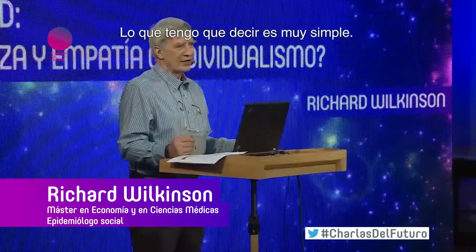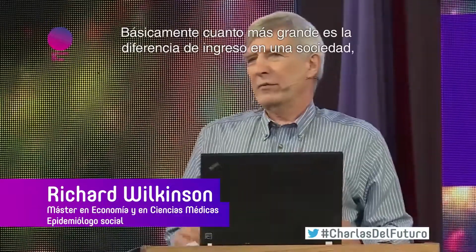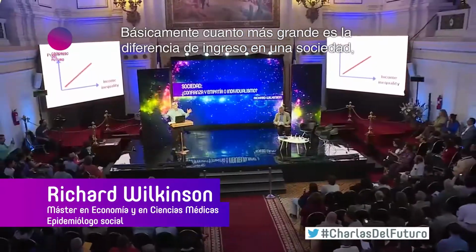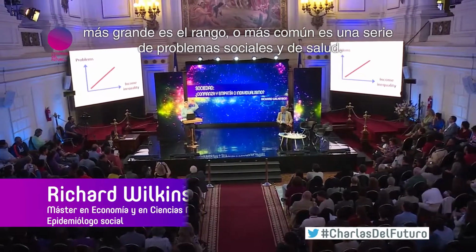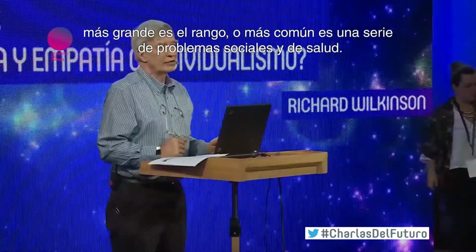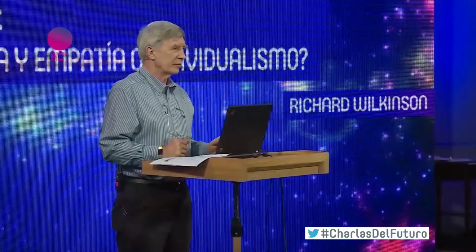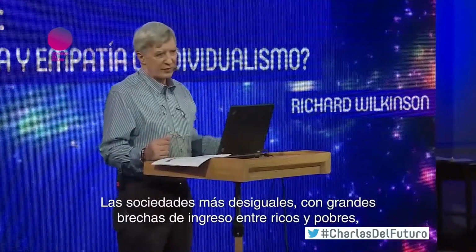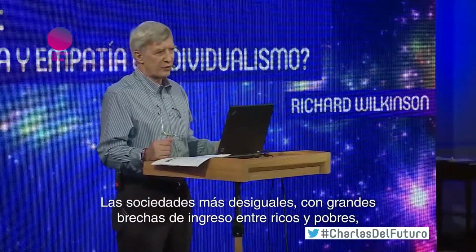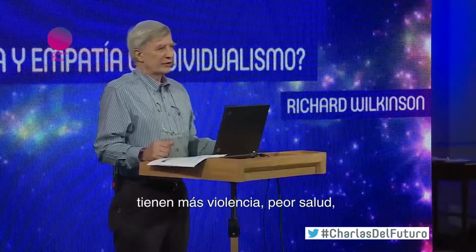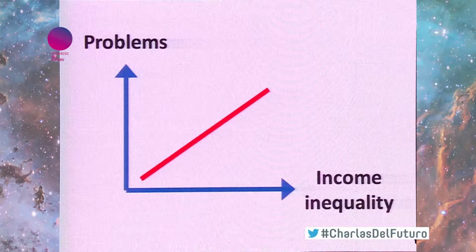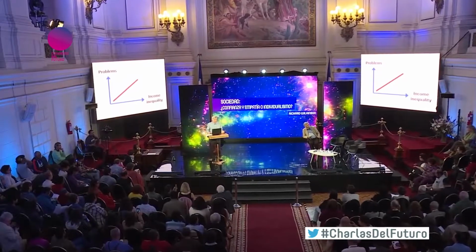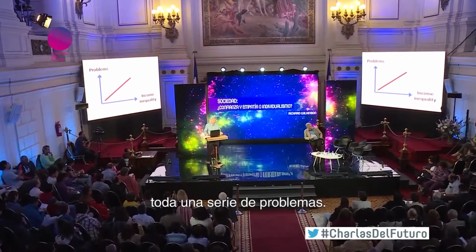What I have to say is very, very simple. Basically, the bigger your income differences in a society, the greater the range and the more common a whole range of health and social problems are. More unequal societies, with bigger income gaps between rich and poor, have more violence, worse health, worse standards of child well-being, teenage births, obesity, a whole range of problems.